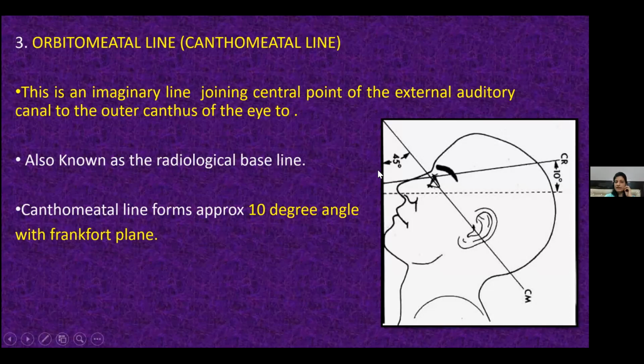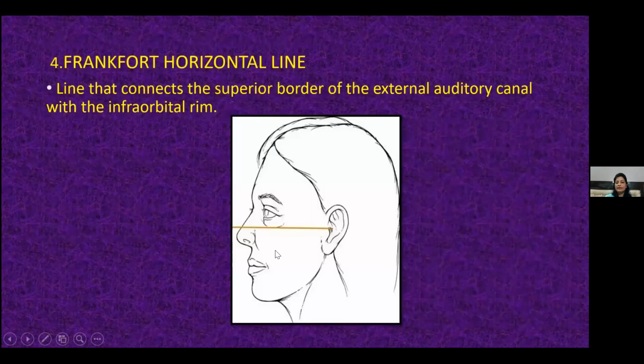It is an imaginary line joining the central point of the external auditory meatus, the external auditory canal, to the outer canthus. So this is your outer canthus and central point. And Frankfurt is a porion-orbitale plane, right? So both form a 10 degree angle. So Frankfurt is the superior border, the line that connects the superior border of the meatus to the inferior orbital rim.